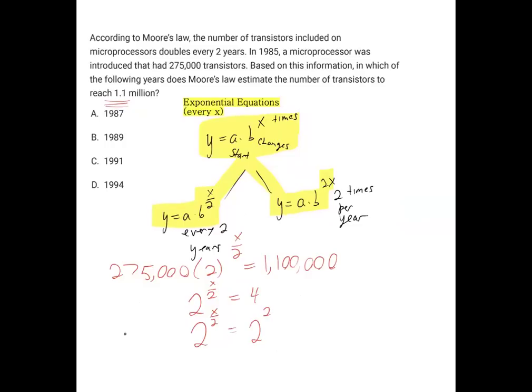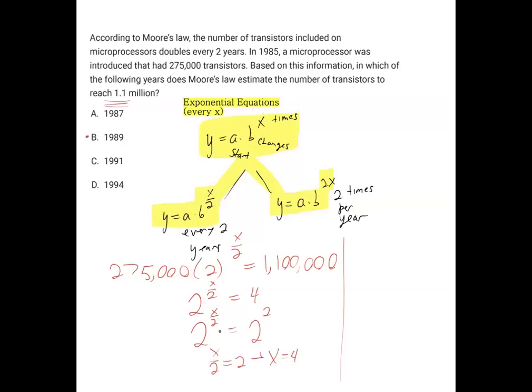So here we can get bailed out by the fact that the bases are both 2 and the expressions are equal. So the exponents must be equal as well. So x over 2 must equal 2. And when you multiply by 2, you'll get x is 4. So we're going to end up going 4 years past 1985, which is 1989. And that's going to end up being our answer.